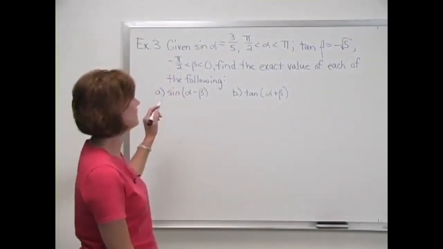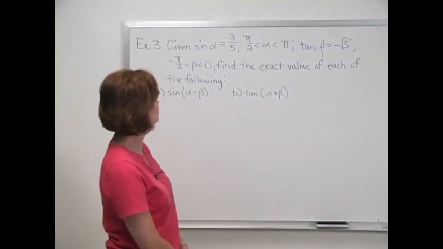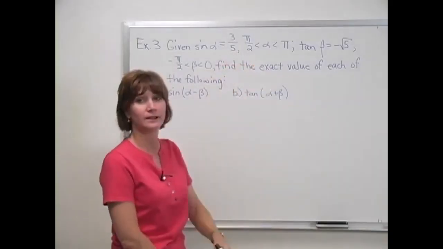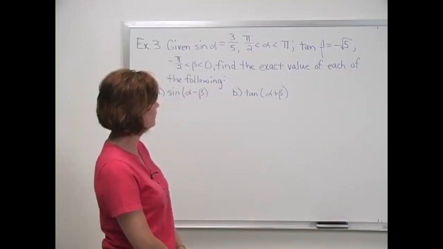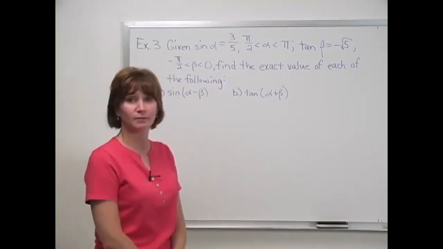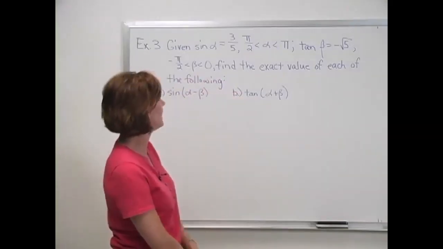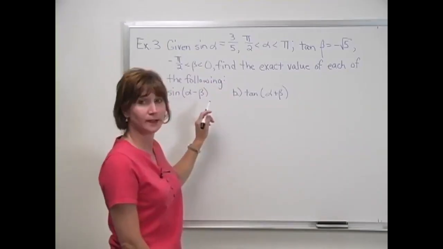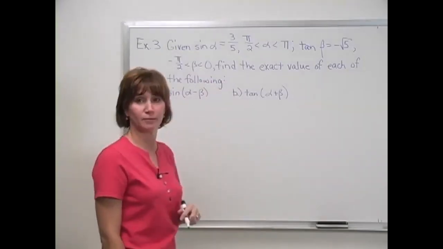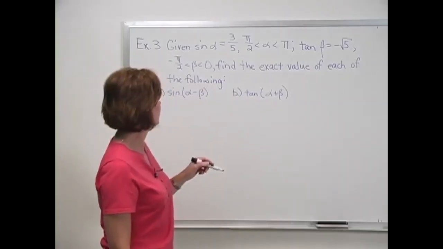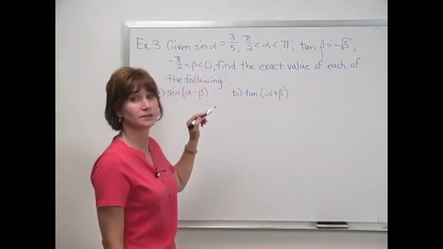In this example, we're given that the sine of alpha is 3/5. Alpha is between pi over 2 and pi. The tangent of beta is negative square root of 5. Beta is between negative pi over 2 and 0. We want to find the exact value of the sine of alpha minus beta and the tangent of alpha plus beta. Now what's important here is that we draw the angles in the correct quadrant.